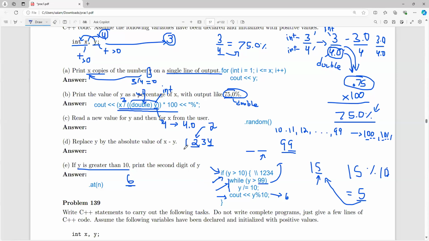So right now, 1, 2, 3, 4 is greater than 99. So we chop out the last digit, divide equals 10. Now it's 1, 2, 3, still greater than 99. Do that. And 12. Is 12 greater than 99? Nope. So we go after the while loop and we just figure out the second digit.